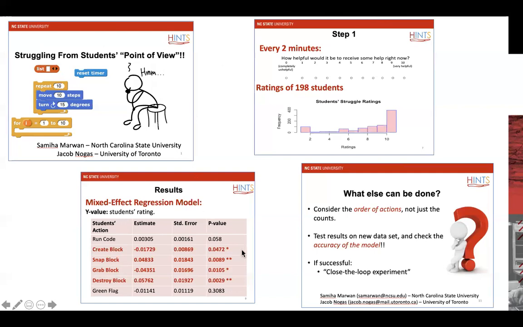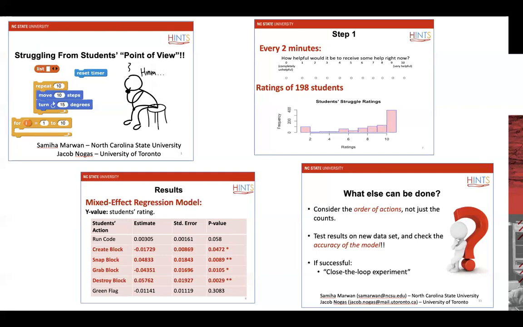We also found other user actions that can be good predictors of students' struggle. So our next step from this is that I want to see if there are any other effects. For example, the order of the actions. Now all I checked here is just the frequency of the actions. But I also want to check if there's a specific order that, when it happens, means that the student is struggling. So this is one thing I really want to investigate more.